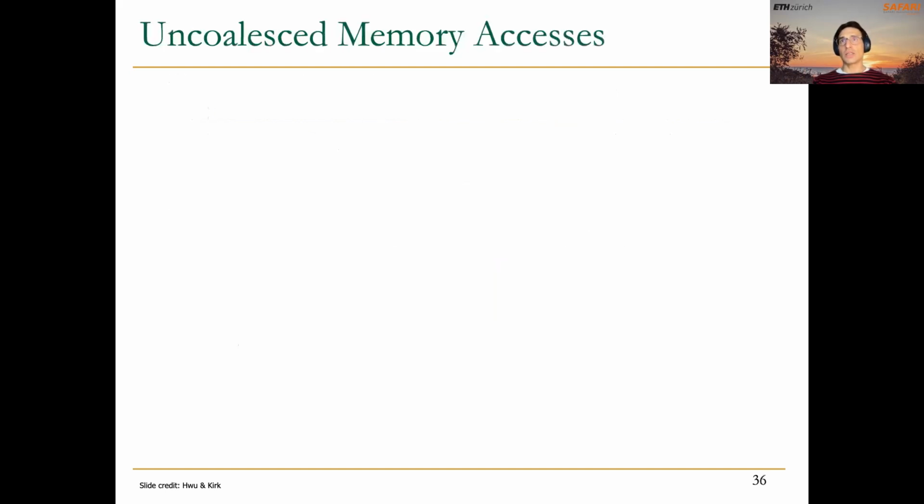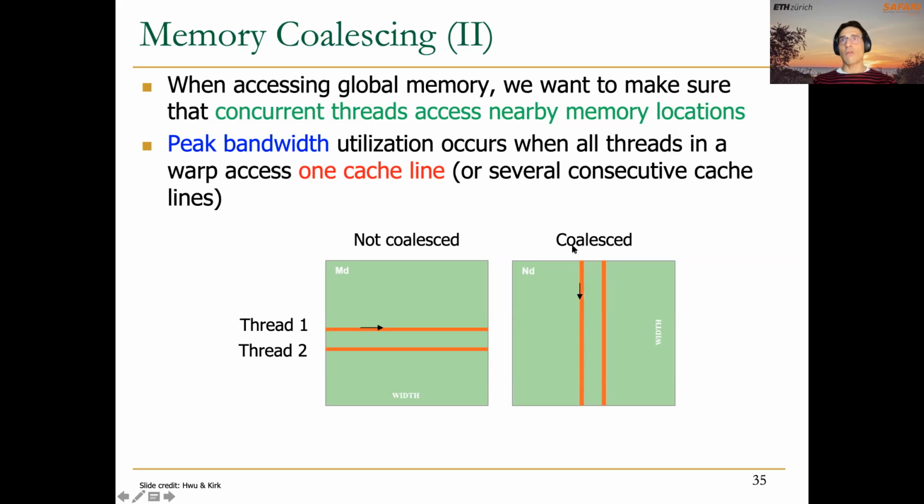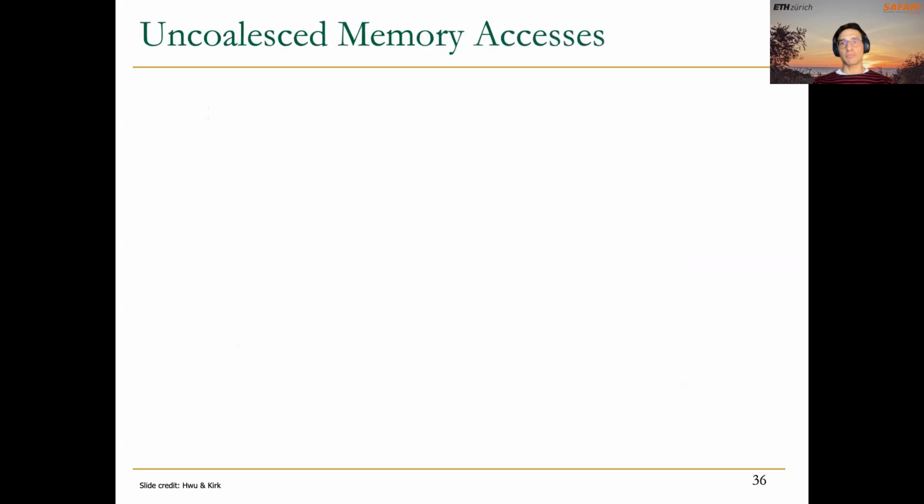So the access will be not coalesced. However, in this case, we have thread 1 accessing here, thread 2 accessing here, and the first element that thread 1 accesses resides here, while the first element that thread 2 accesses resides here. So this means that they are in nearby memory locations. They likely belong to the same cache line. And what that means is that in one single access, one single DRAM transaction, we can access the data that both threads need. And that's a coalesced memory access.